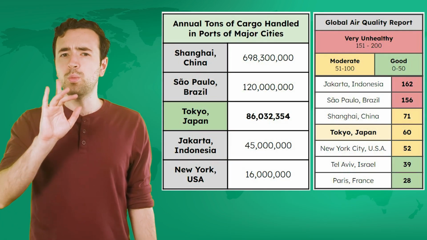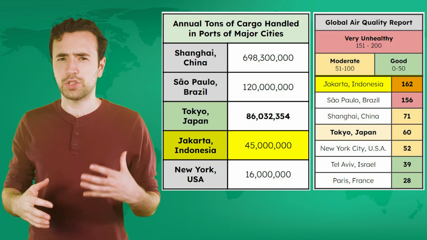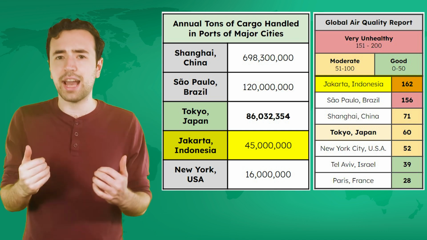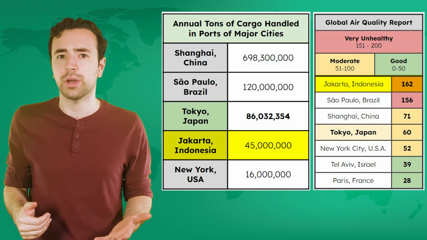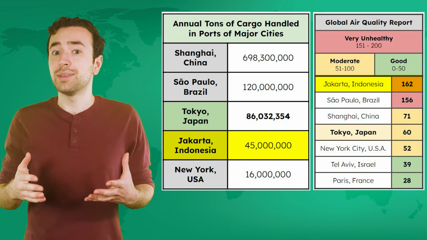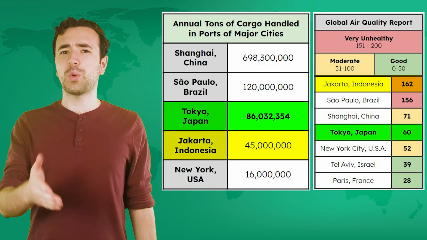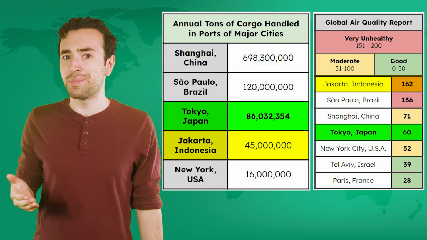Hold on. When we looked at movement, we saw that the port of Jakarta handles nearly half the amount of cargo per year compared to Tokyo. But its air pollution is worse. Tokyo's air quality actually seems better than many other major cities.